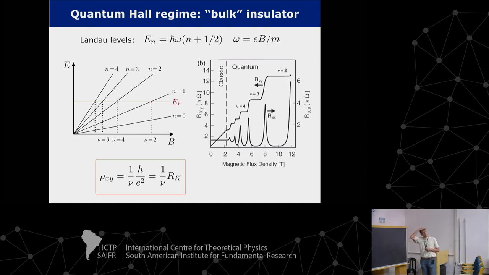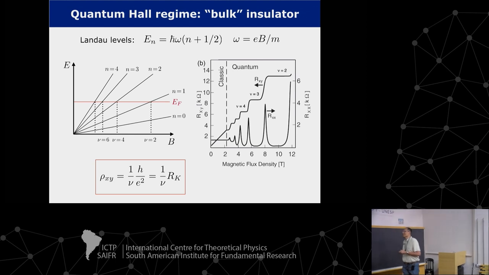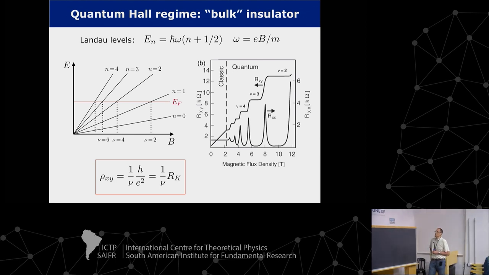Is this a metal or is this an insulator? And this is, again, this von Klitzing constant. It's quantized like that, okay? And this was the riddle. And then people started using, for instance, the Kubo formula. They could explain that, but not that.